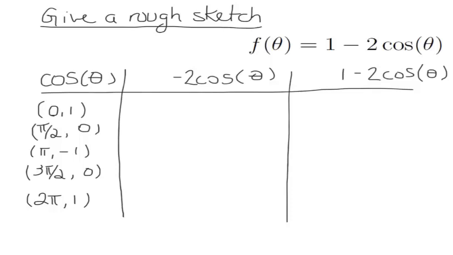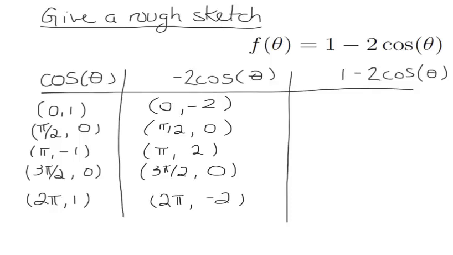And what we're going to do to accomplish both of those transformations is multiply our y values by negative 2. Multiplying our y values by negative 2 is going to give us the following points: (0, negative 2), (pi by 2, 0), (pi, 2), (3 pi by 2, 0), and (2 pi, negative 2). Our last step is to consider what happens as we move from the function negative 2 cos theta to 1 minus 2 cos theta. Well, what's actually happening here is a shift upwards in the y direction, and that's represented here by the number 1.